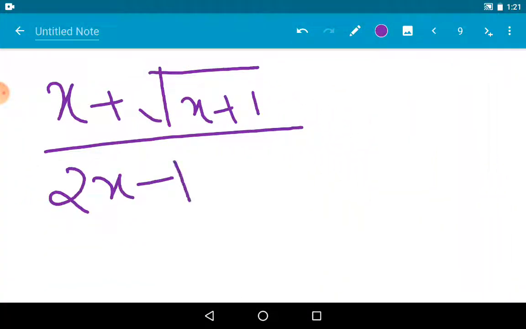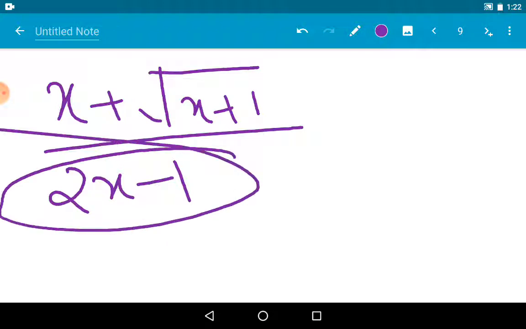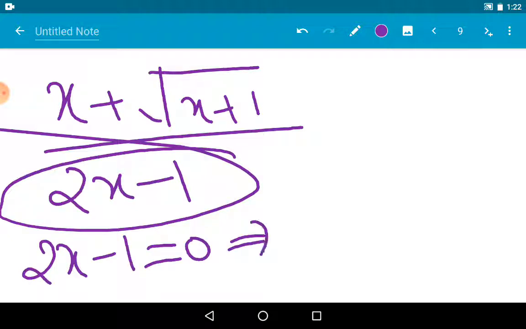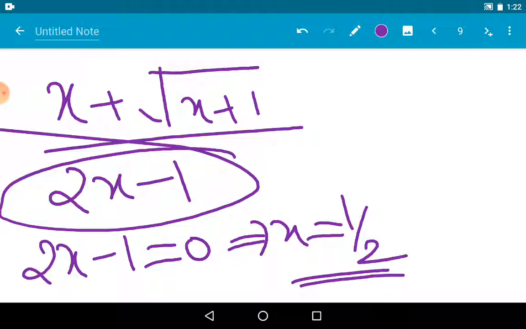Here the first issue is we have to remove the point where the denominator is 0. If the denominator is 0, the function is not defined. So clearly that is the point when 2x minus 1 equal to 0, that implies x equal to 1 by 2. Okay, is it over? Is there any other issue particularly regarding this function?